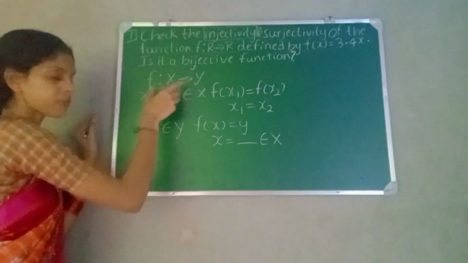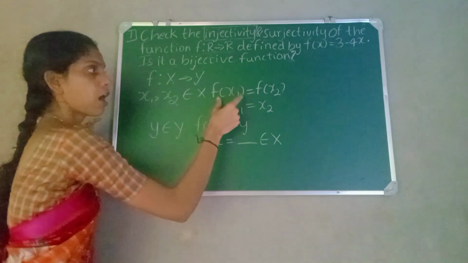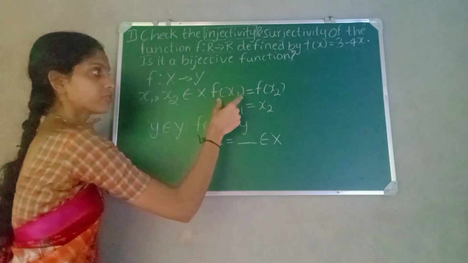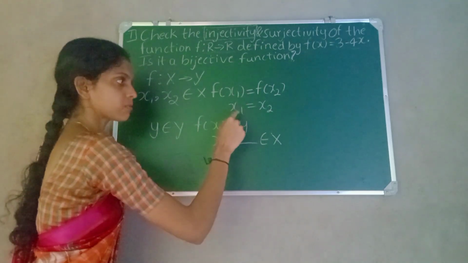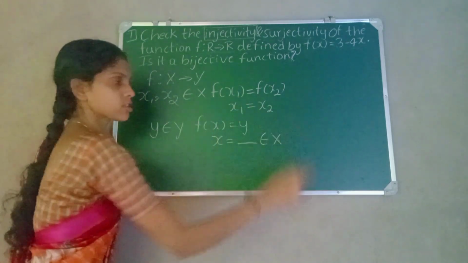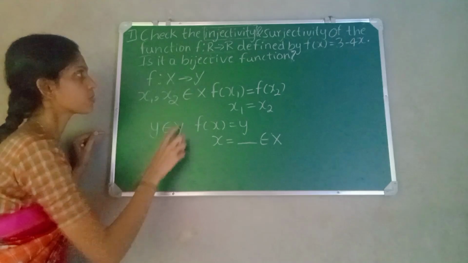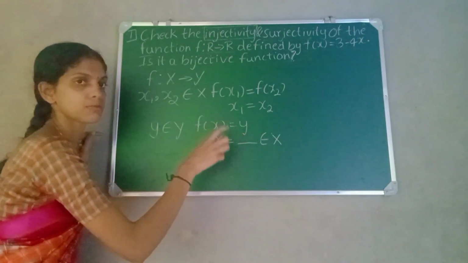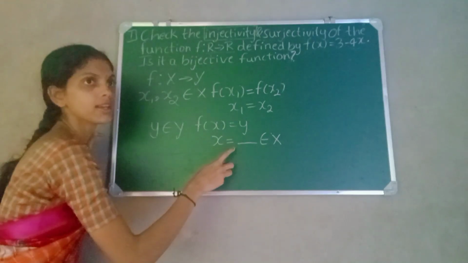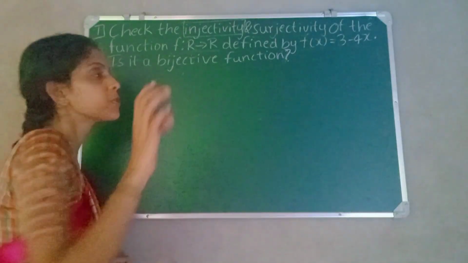So in any function, first you have to take x1, x2 belonging to X such that f of x1 is equal to f of x2, and finally after simplification you have to show x1 equal to x2. In the same way, to prove the function is onto, you take an element y belonging to Y such that f of x is equal to y. After some simplification you have to get an x value that must belong to X. Now we will solve this problem.